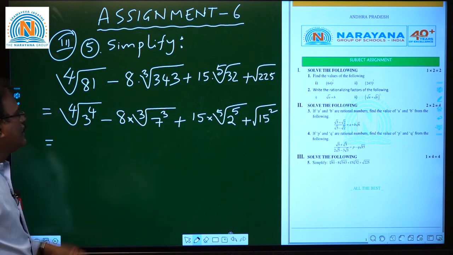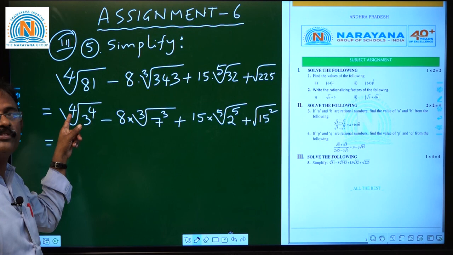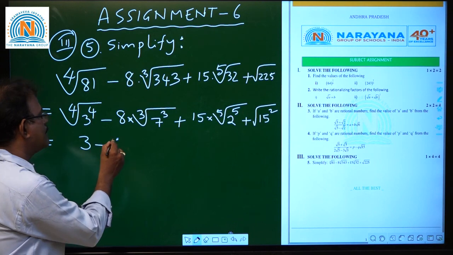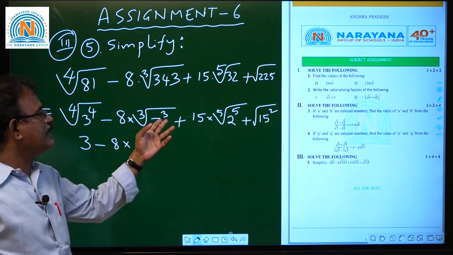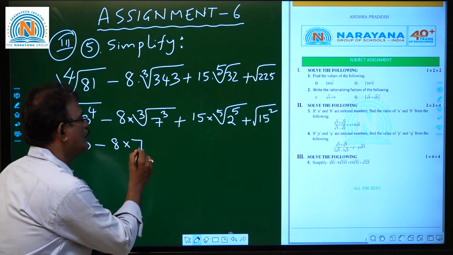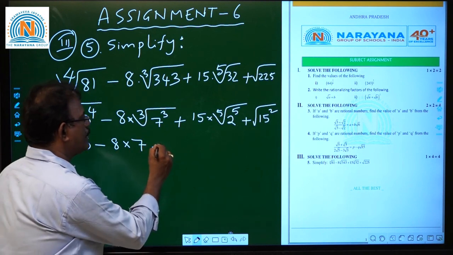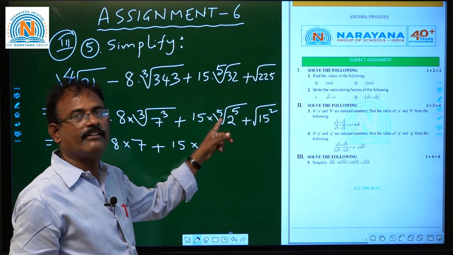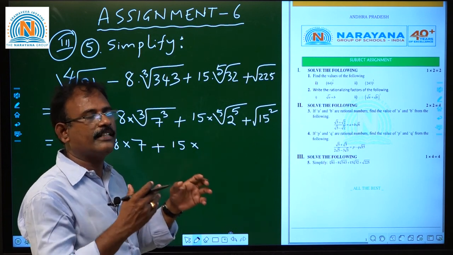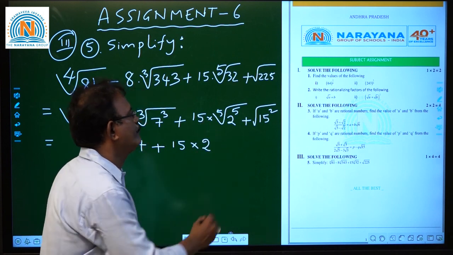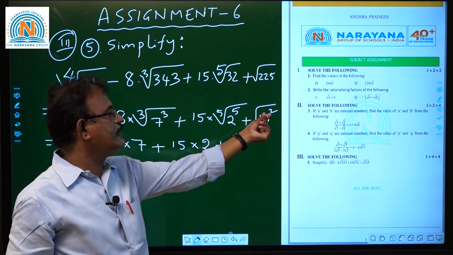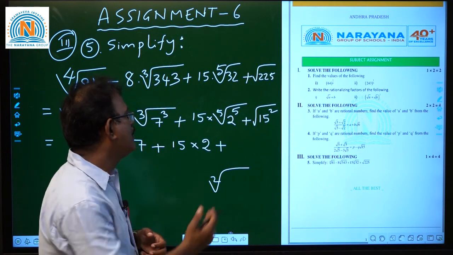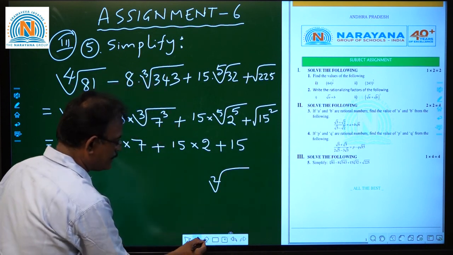Now, the value of 3 increased 4 times, decreased 4 times, so the value will remain. And minus 8 into, again, 7 increased 3 times, decreased 3 times. So the value 7 will be obtained. And plus 15 into 2 raised 5 times and decreased 5 times. As any value increased and decreased the same number of times, that value remains. And 15 raised 2 times, decreased 2 times, square root symbol means it is decreased 2 times. As both are the same, the value will remain.